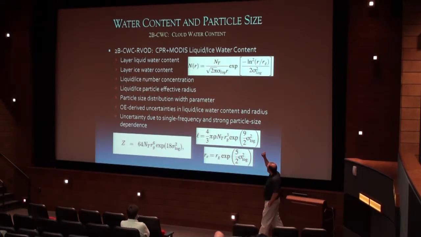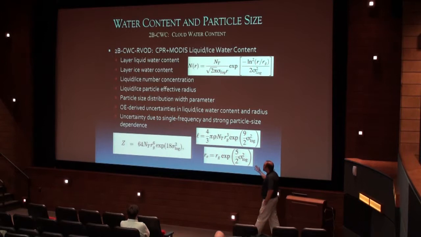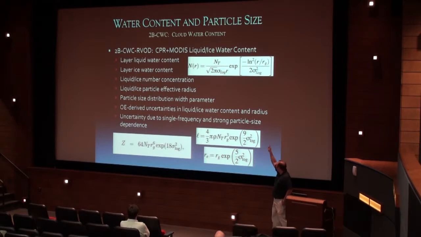The only point I want to make is that, based on that assumption, you have to assume the distribution, which has three parameters: the number concentration, the width parameter, and the geometric radius. Based on that assumption, you can derive an expression analytically for the reflectivity, for the liquid water content, and for the effective radius. Without going into any detail, you can see that these three quantities, the observable reflectivity and the liquid water content and effective radius, can be linked through the parameters in the size distribution.